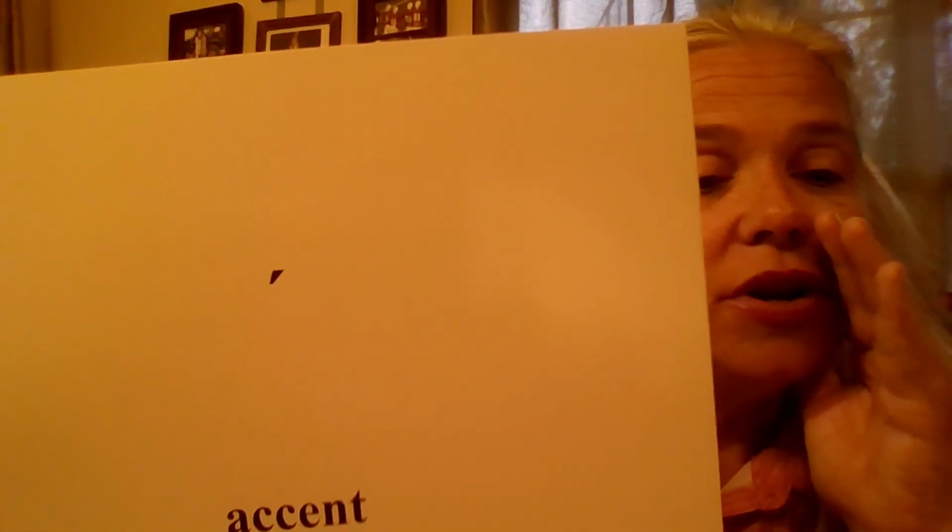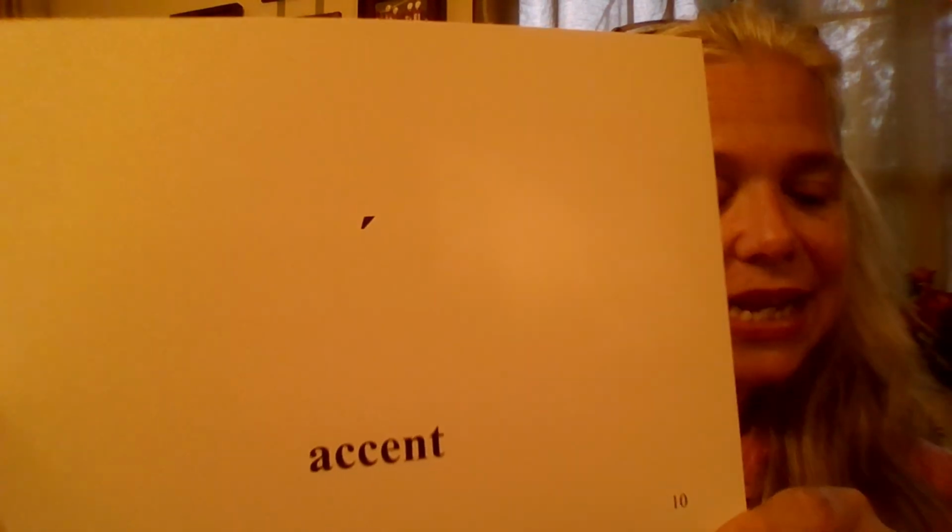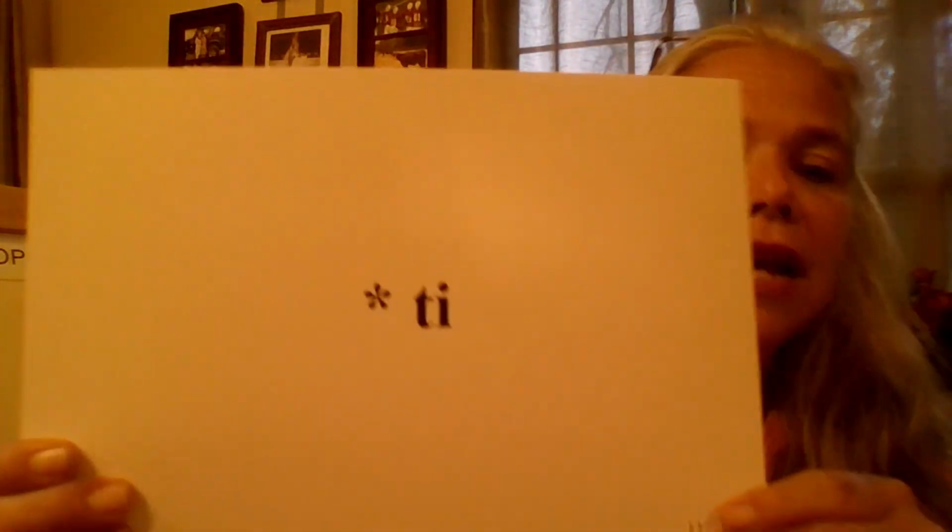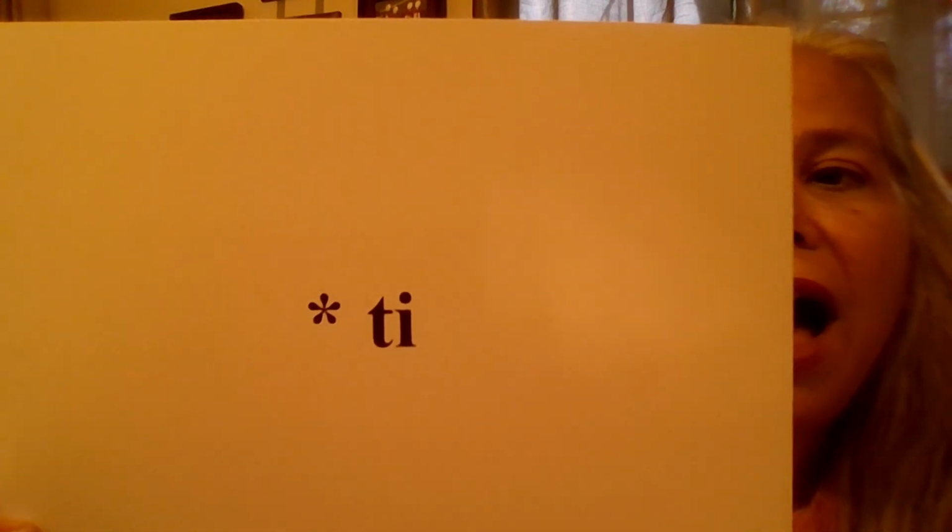Capital I. In English, the word I, meaning myself, is always written with a capital letter, no matter where the word I is found in the sentence. When a syllable is accented, the voice is louder, longer, and stronger. In English, the first syllable is usually accented. English words do not end with I.